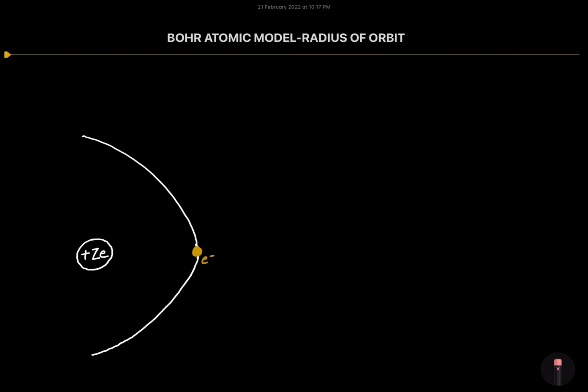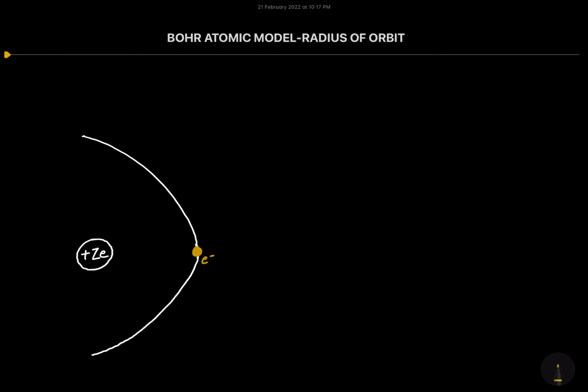My dear students, today we are going to derive the radius of an orbit in the Bohr atomic model. In the lecture of potential energy, I have taught you that whenever a body revolves in a circular orbit, there are two types of forces that act on it. The one is a centripetal force, the another one is a centrifugal force.